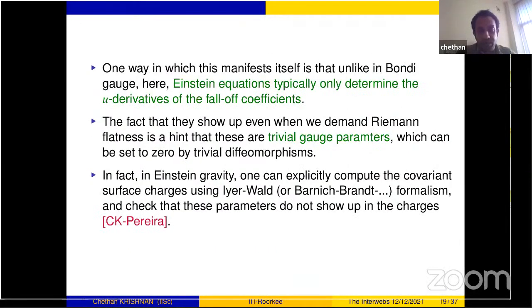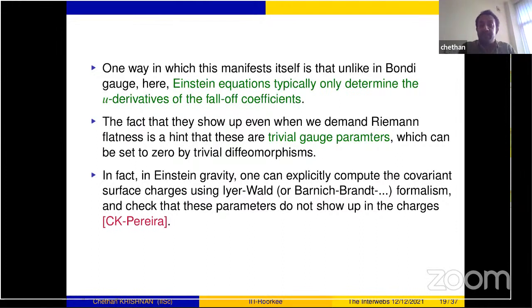Yeah. So the fact that even demanding Riemann flatness leaves you with these trivial gauge parameters, I think we'll find multiple pieces of evidence that this is an indication that these are trivial gauge parameters, and one of them is the fact that Riemann flatness just leaves you with this. Okay, and in fact, we discovered it actually as a contradiction of Birkhoff's theorem. So we were trying to find what happens in Schwarzschild. What is the analog of the spherically symmetric vacuum solution in flat space? And we ended up finding these parameters, and we were confused. So these trivial functions were confusing.